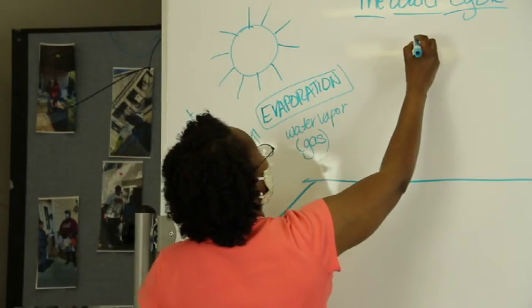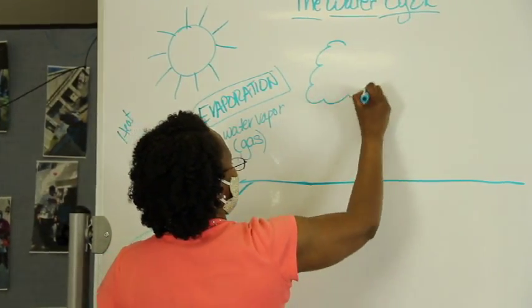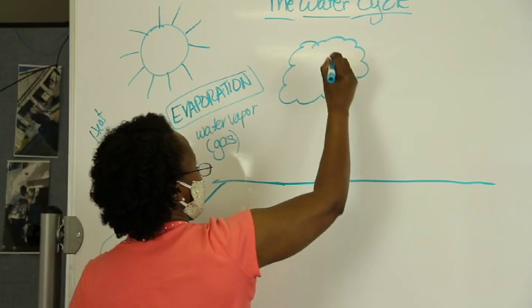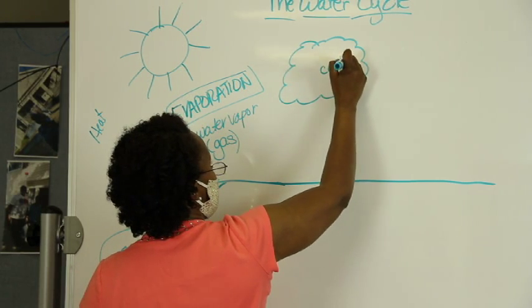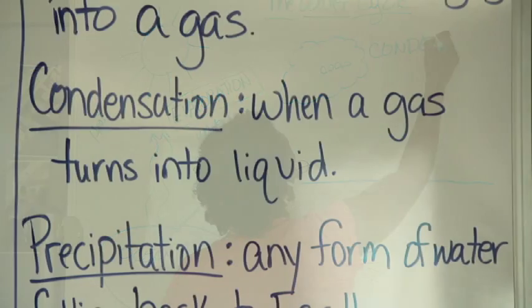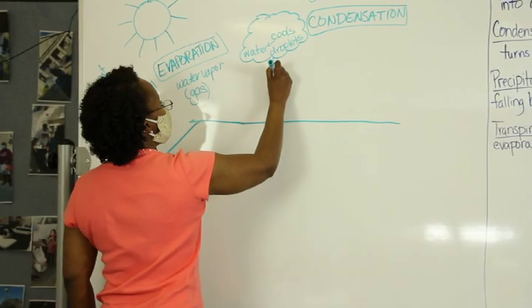And that gas, as it starts to condense, turns back into liquid because it cools. It cools, and so it goes through condensation. It becomes water droplets. When these water droplets get big enough, they fall as precipitation.